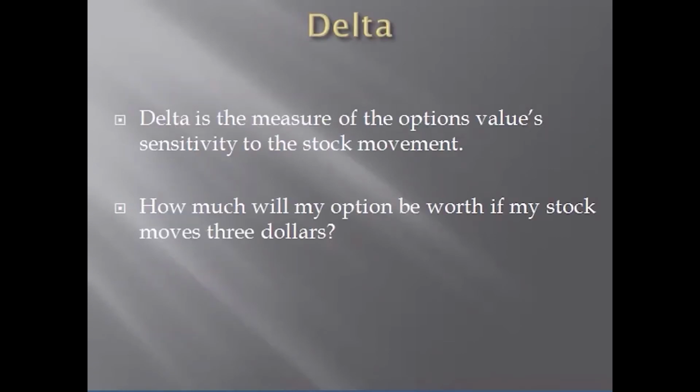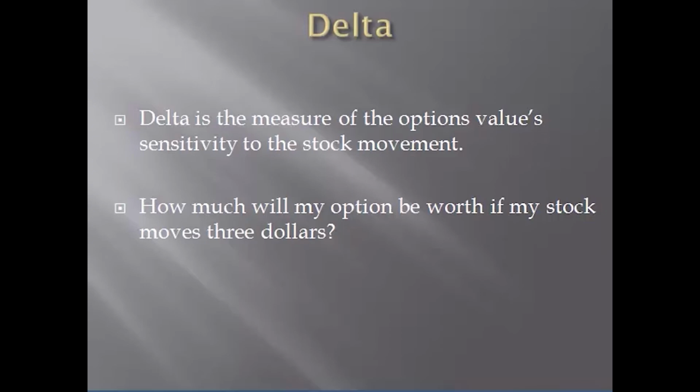The first thing we're going to talk about is delta, and then we're going to talk about gamma, Vega, Theta, and Rho. They're the Greeks, okay? So let's get right to it. Delta. Delta is the measure of the option's value's sensitivity to the stock movement.